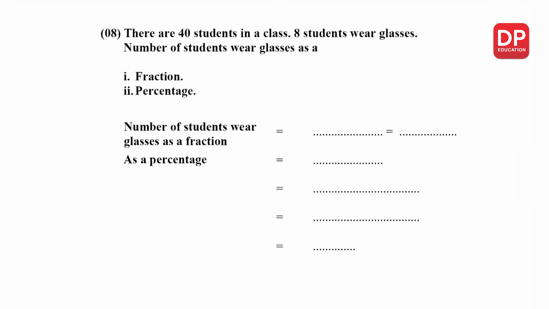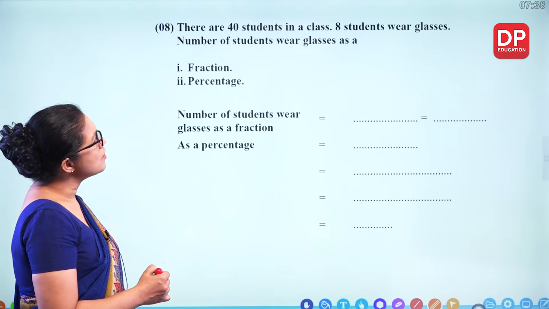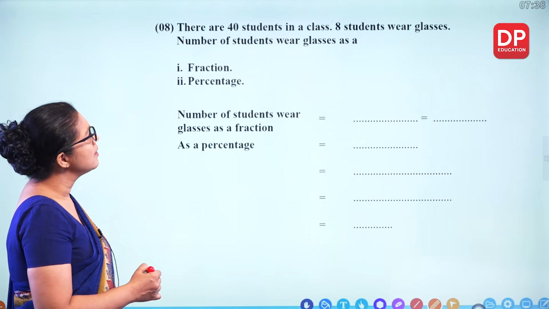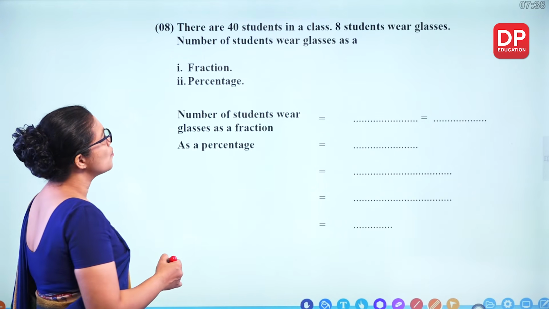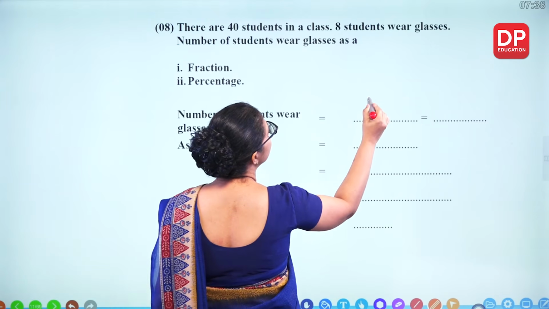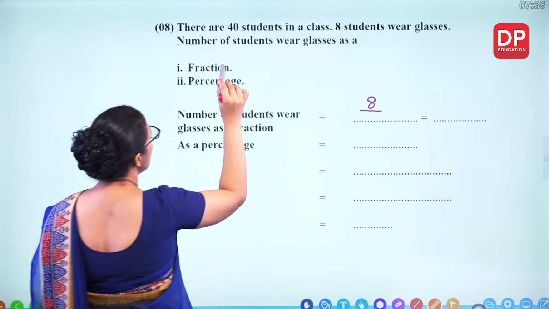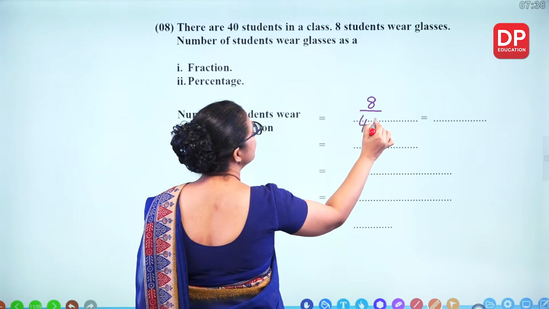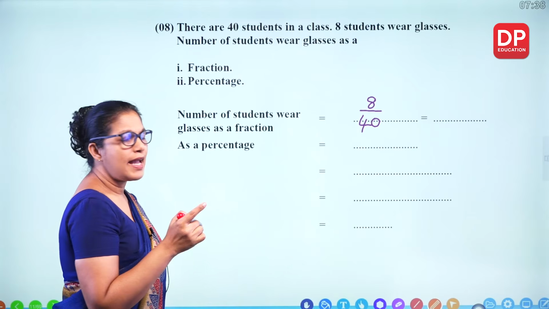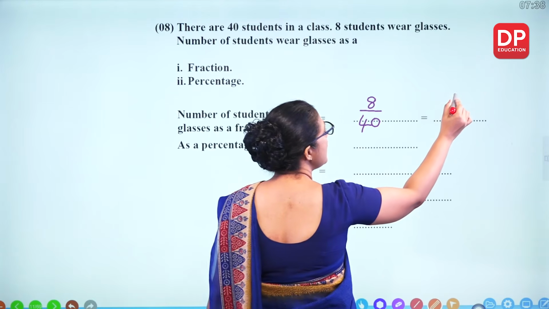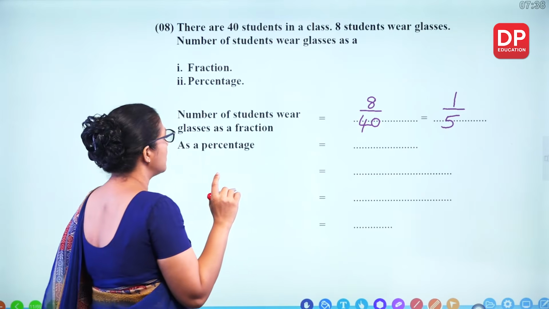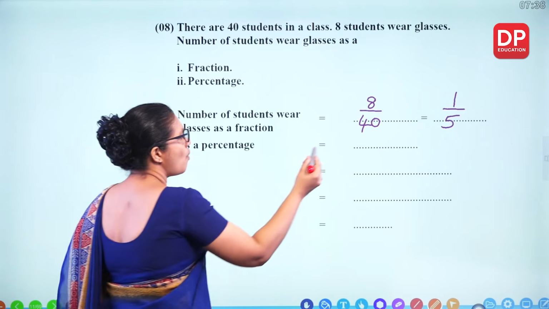There are 40 students in a class. 8 students wear glasses. Write the number of students who wear glasses as a fraction. 8 students out of 40. So we can simplify further. Divide by 8 both the numerator and the denominator. You get 1 over 5. That's a fraction. As a percentage, what do you do?